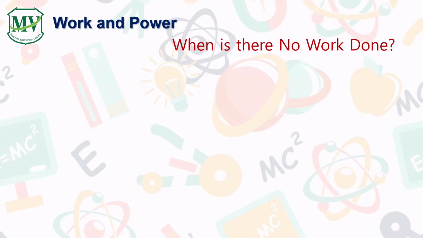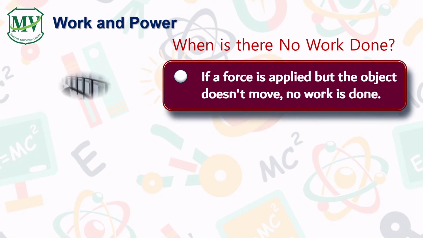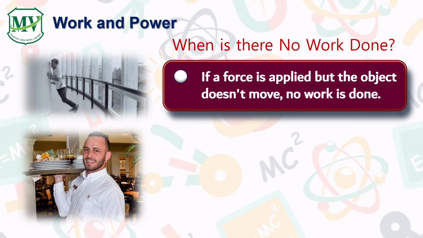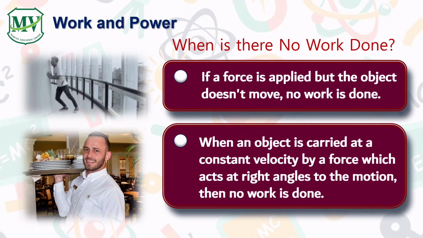If a force is applied but the object does not move, then no work is done. If a force is applied and the object moves a distance in a direction other than the direction of force, then less work is done than if the object moves a distance in the direction of the applied force. Now, if an object is moving with a constant velocity at right angles to the motion, then no work is done.